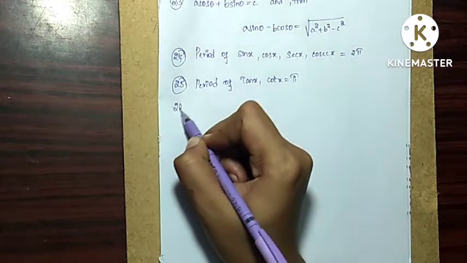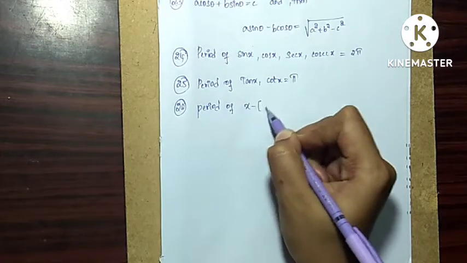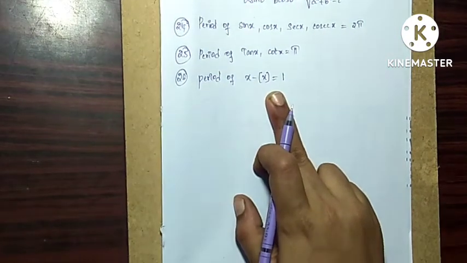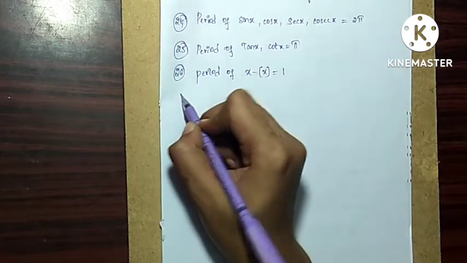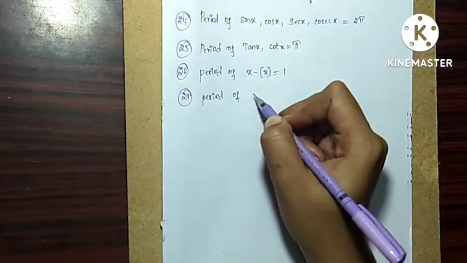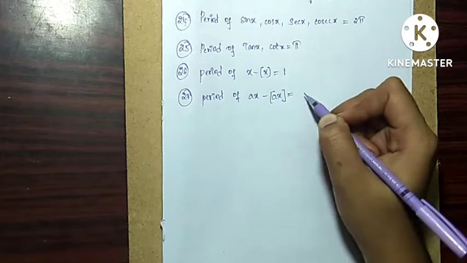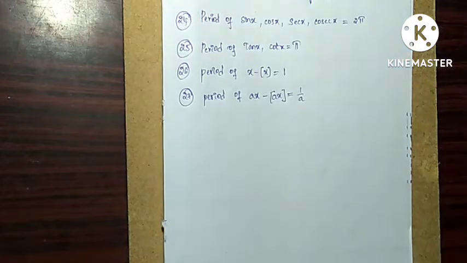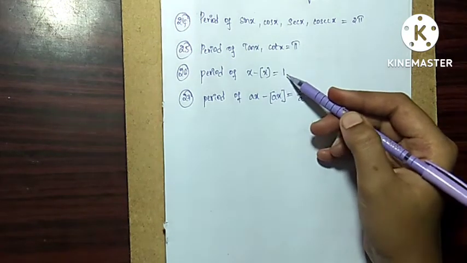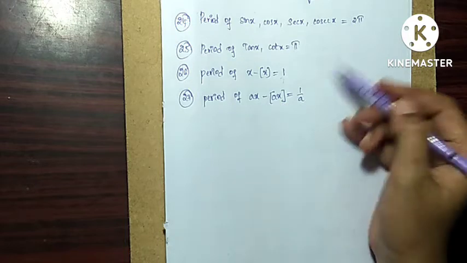Now we will check the period of x minus integral of x, which is 1. The period of ax minus integral of ax is 1 by a. For x minus integral of x the coefficient is 1, so 1 by 1 is 1. Here the coefficient is a, so 1 by a.